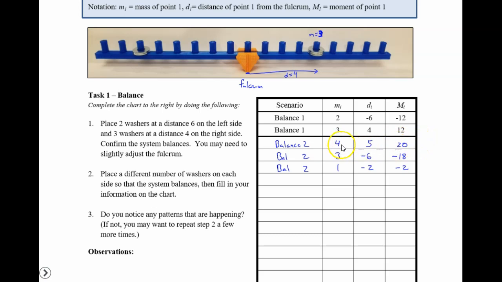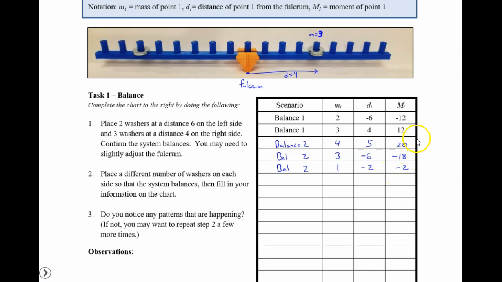So I've got a mass of 4 at a distance 5, so that would be on the right side over here. You have a mass of 3 at a distance -6, so you get an extra washer right there. And then you also have one at a distance -2, so you'd have one right here. And if you calculate the moments, mass times distance, you have 4 times 5 is 20, 3 times -6 is -18, 1 times -2 is -2.